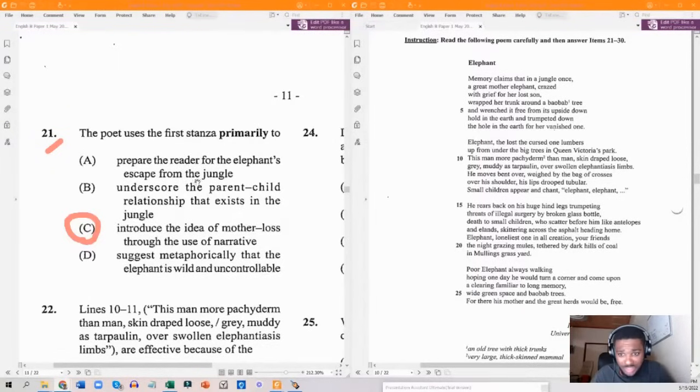Prepare the reader for the elephant's escape. That doesn't even happen. Underscore the parent-child relationship that exists in the jungle. Not really. And suggest metaphorically that the elephant is wild and uncontrollable. We see some wildness, but uncontrollable, yeah, not really. So it couldn't be A, couldn't be B, couldn't be D. The answer is C. So from question 22, we'll get into some of the more controversial questions.